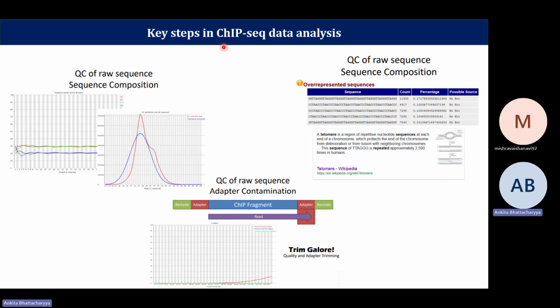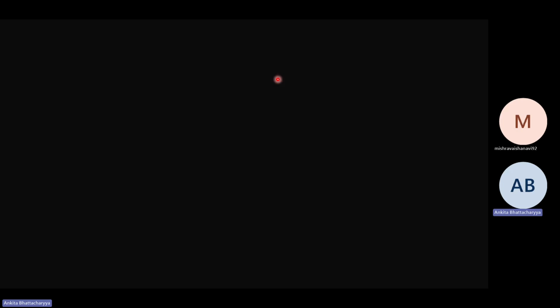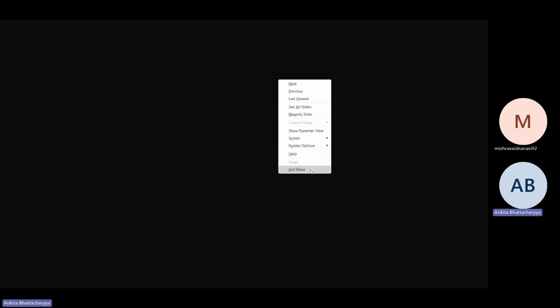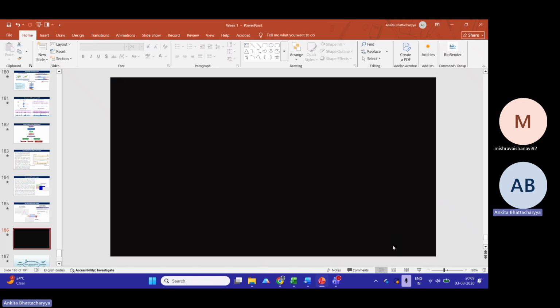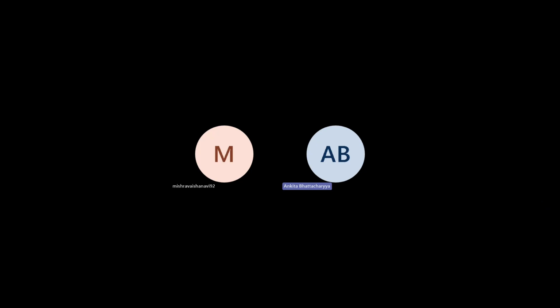And I think that is the material I had prepared for today's class. If you have any doubts, let me know, and then I'll quickly show you how you can retrieve ChIP-seq data, and then we'll end today's class in 10-15 minutes. So just let me know if you have anything you want to discuss.